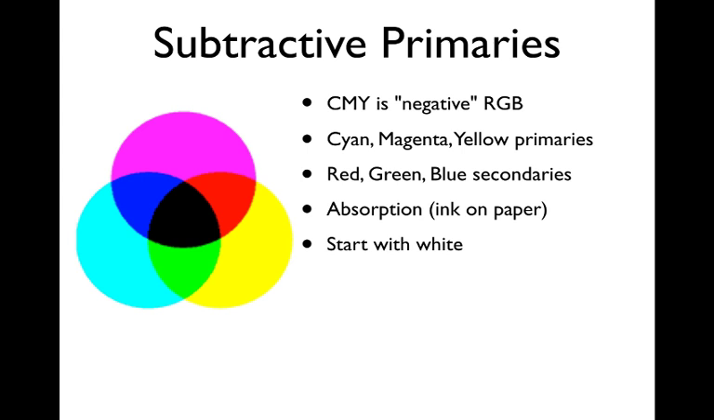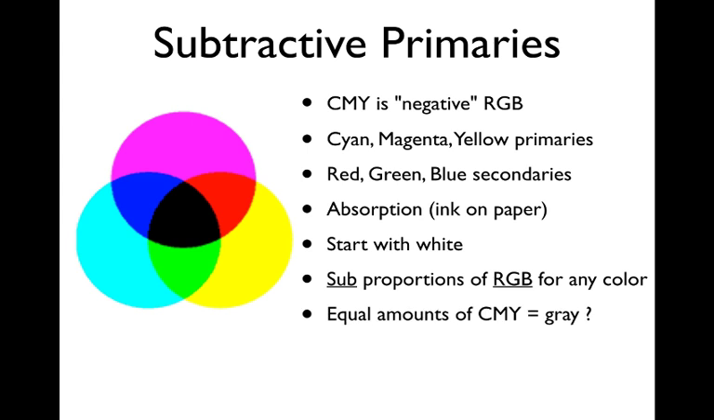So in this case, it's just the opposite of our additive system. We're now starting with white. We're starting as bright as it can be, and you're adding a substance on here now to subtract light. Does that make sense to everybody? We good on that part?